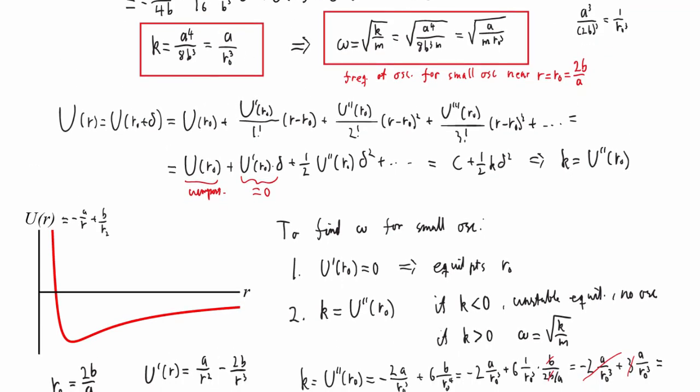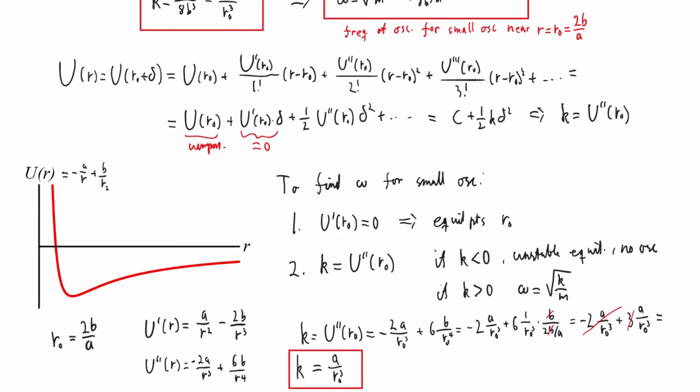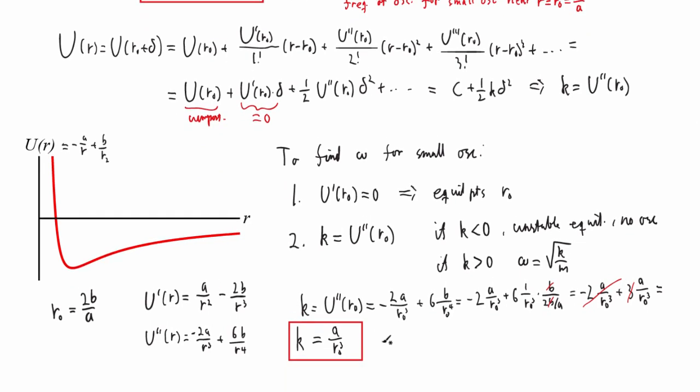They don't fit on the screen at the same time. Well, they barely do. But that's just as it should be. We get the result that gives us that omega is the square root of a over m r naught cubed. And this is, of course, much simpler.